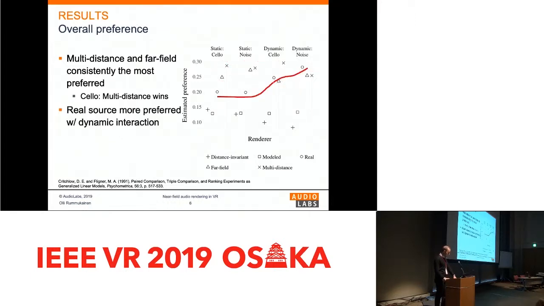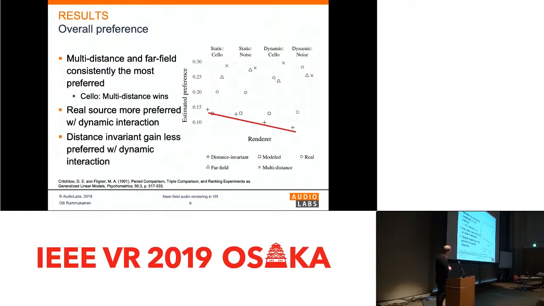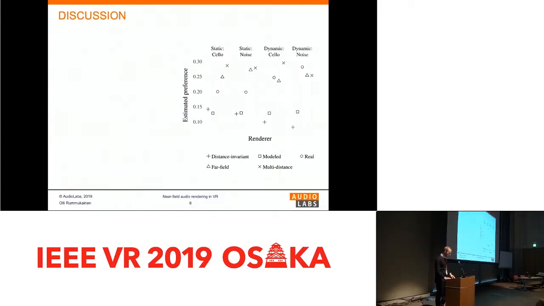Then, interestingly, the real sound source didn't do that well in the static scenes. It did better in the dynamic scenes. It was comparable to the binaural renderings with this dynamic interaction, which is interesting. And then the distance invariant gain was more noticeable with the dynamic condition. So yeah, obviously it was doing pretty badly anyways, but even worse with the dynamic case.